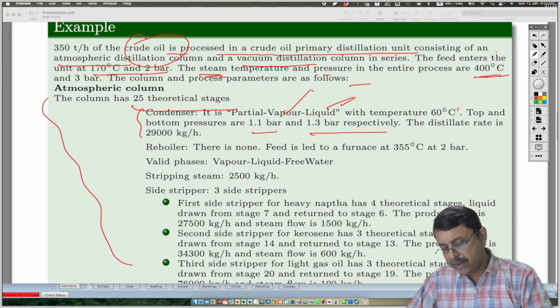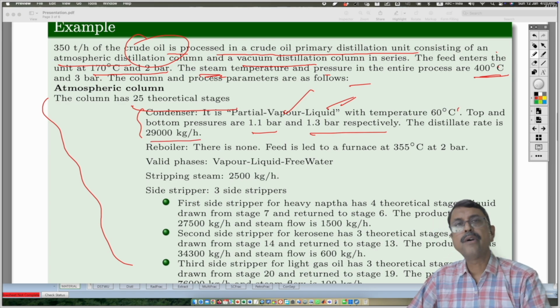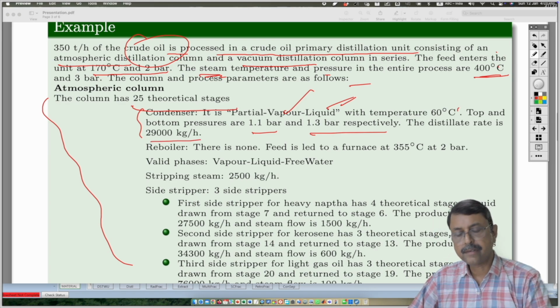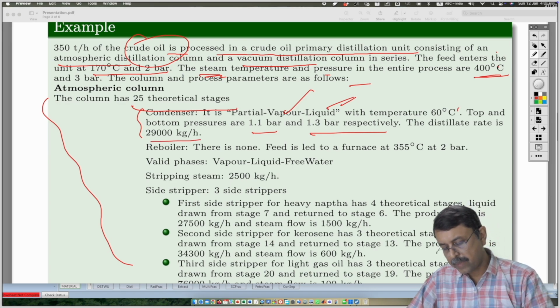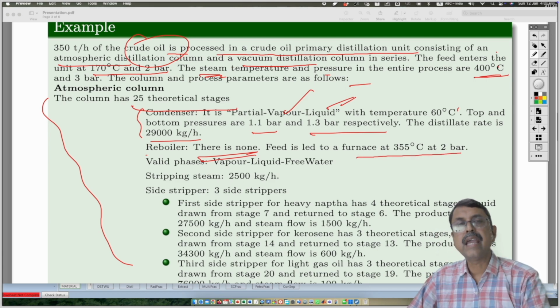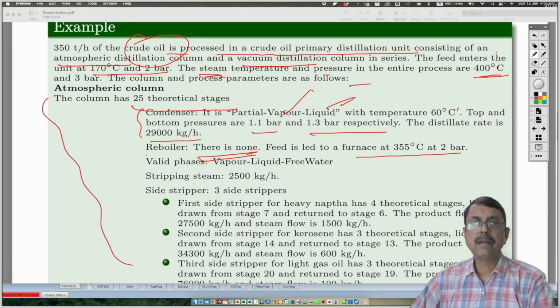The distillate rate is 29,000 kg per hour. So the distillate is given. We have a reboiler. No, we do not have a reboiler. There is none. The feed is led to a furnace at 355 degrees centigrade and 2 bar pressure.